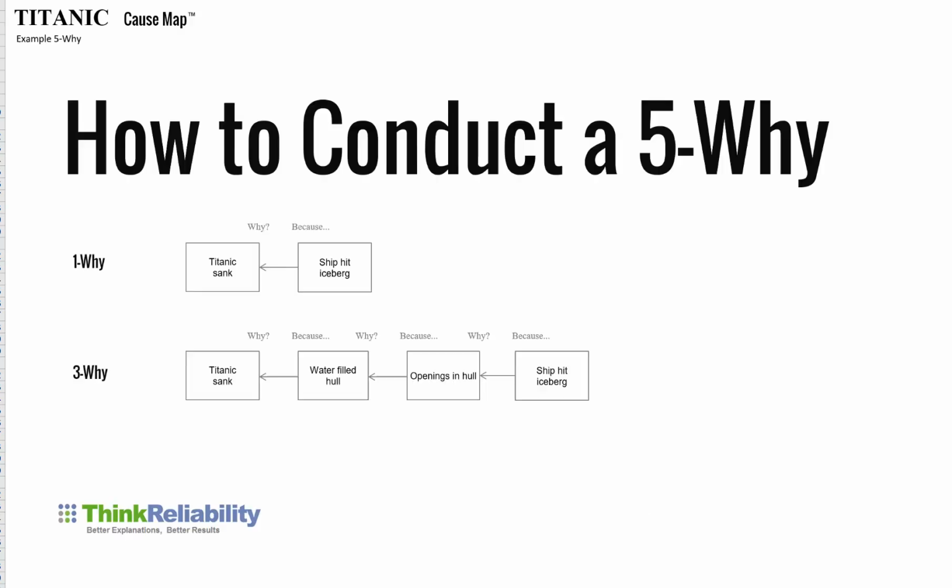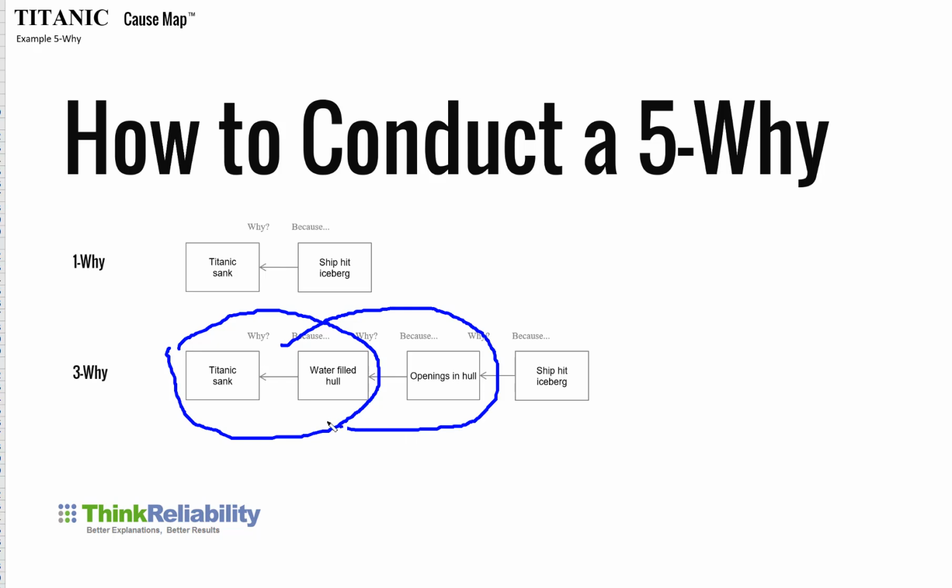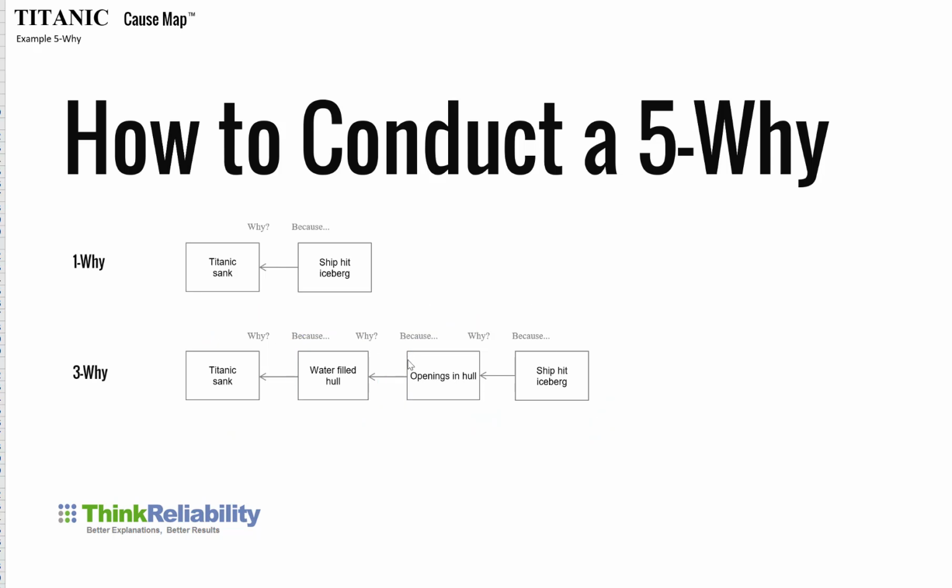You can expand on this and say the Titanic sank specifically because water filled the hole. And water filled the hole because there were openings in the hull. And there are openings in the hull because the ship hit the iceberg. These are three 1Y's that combine to create a 3Y. This information in the middle of this part of the analysis fits right in here. So the 1Y is accurate and the 3Y is accurate.